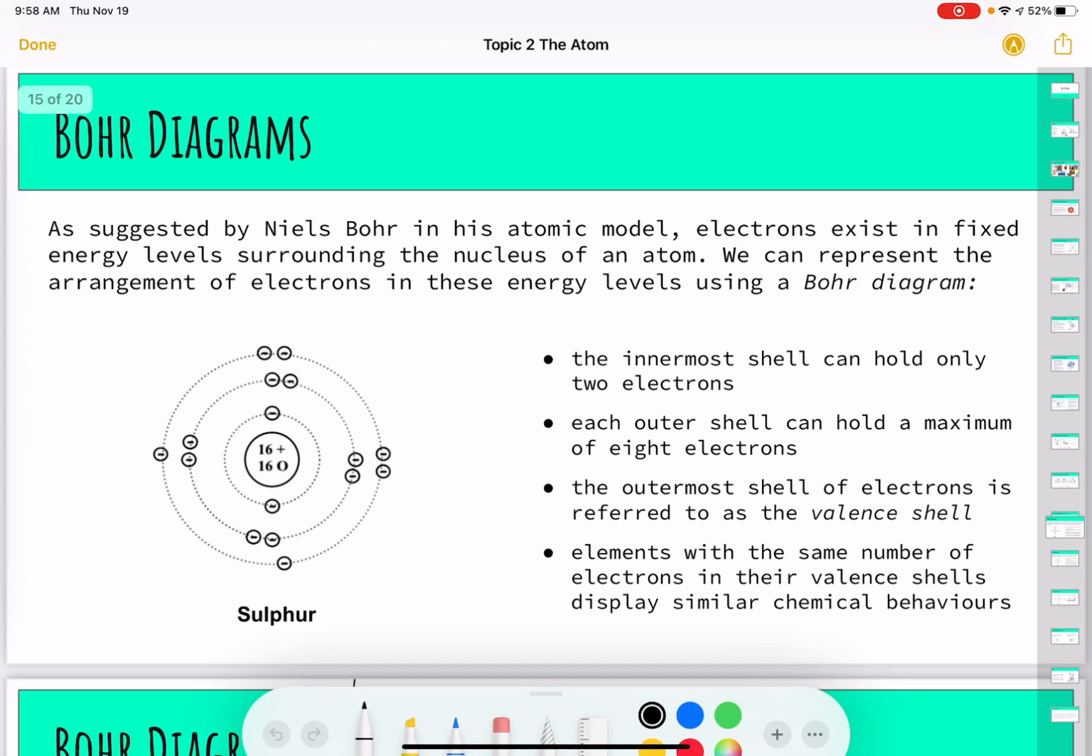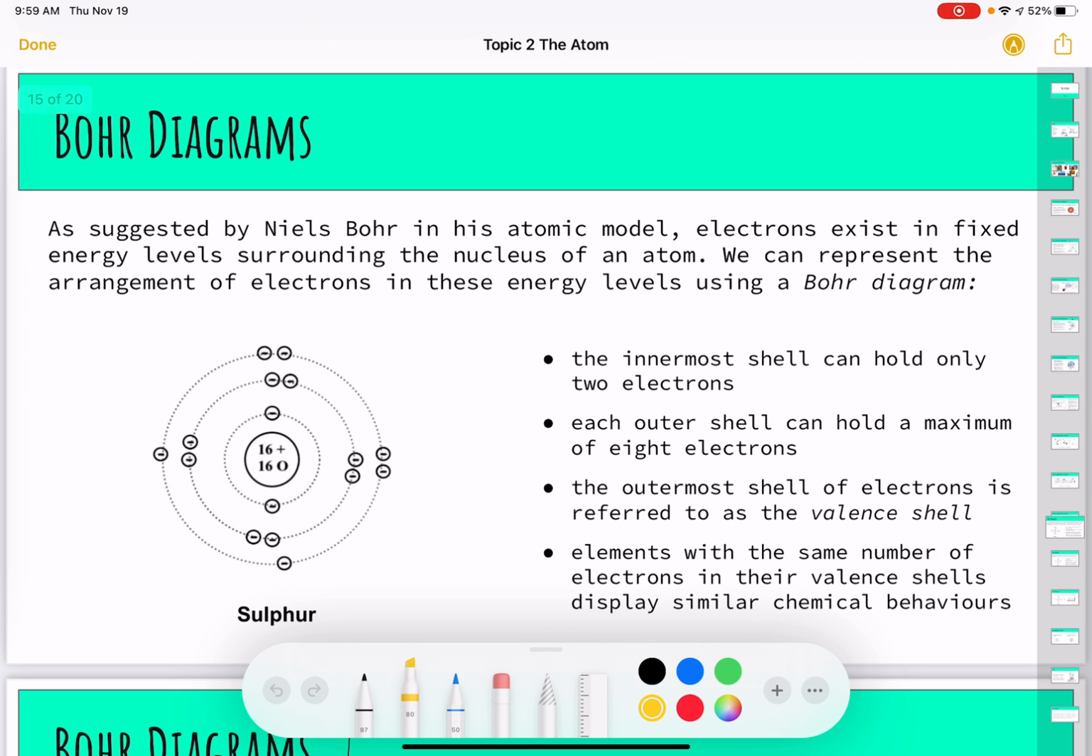So it says the innermost shell can only hold 2 electrons. So you see this innermost shell, it's only holding 2 electrons. Each outer shell can hold a maximum of 8. So this next shell, you can see it's got 8. And then the last shell could hold 8, but this one doesn't have 8 to put into that shell, which we'll get to when I do some examples.